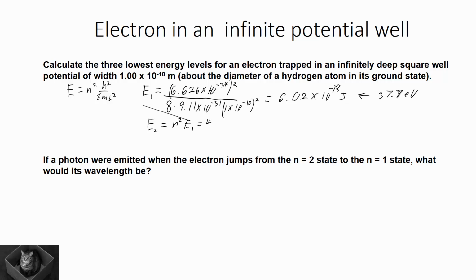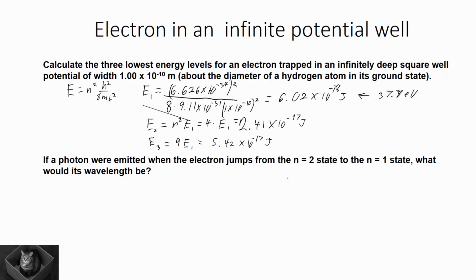So it's just going to be 4 times E1. I won't bother writing that all out again, which gives us 2.41 times 10 to the negative 17th joules. And then if we want E3, it's going to be 3 squared, so 9 times E1, which gives us 5.42 times 10 to the negative 17th.